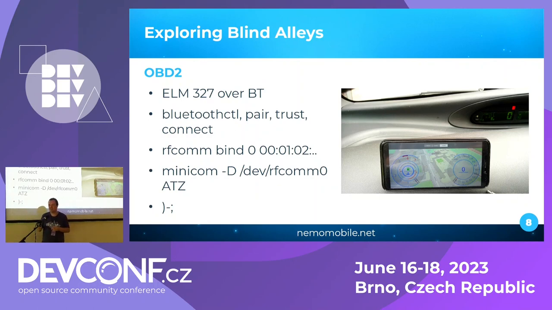I made a demonstration application with that OBD2 Bluetooth thing for $10 or something, and I was trying to make it work. I did actually fail, and I don't know why, so maybe some expert can help me. I connected to the device, paired it, made it trusted, connected to it. Using the rfcomm command, I created a block device in /dev and sent the ATZ command using minicom, and nothing happened. When I tried on another device, like on x86, it was working, but not on the phone, not on ARM, and I don't know why. So maybe someone can help me. I was not so successful in that way.